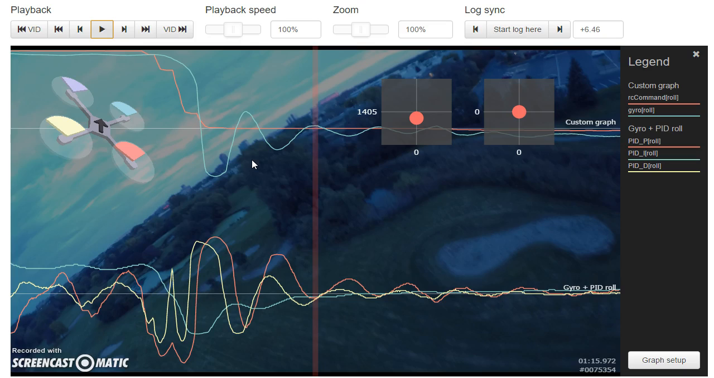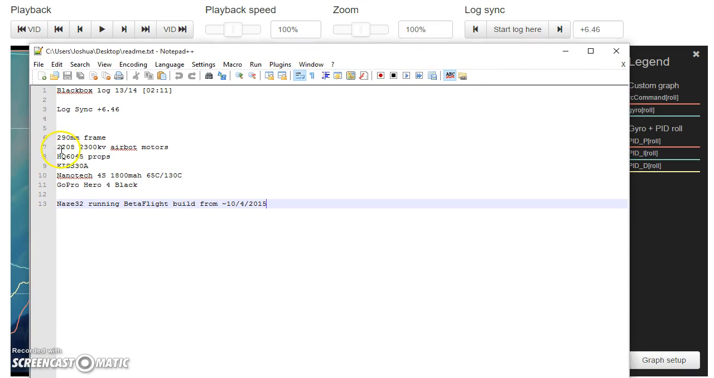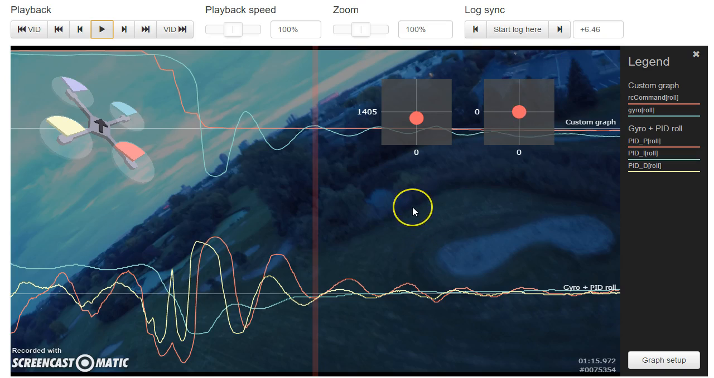But rolls should pretty much be able to be perfect under most of these setups that we've got. And your setup is no slouch. You've got a 2300 kV motor, 22.8, 23, so really beefy motors, 6045 props, plenty beefy props, KISS 30 amp, no complaints there. So you really ought to be able to get very, very crisp stops at the end of your rolls.